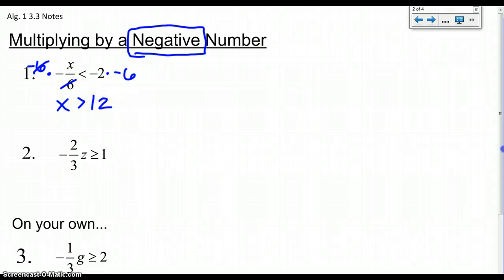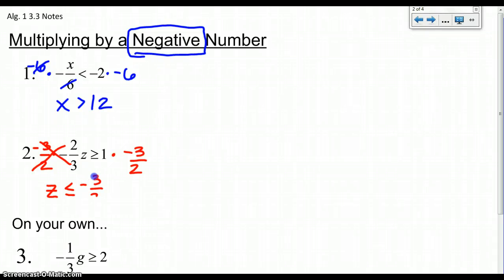I want to do number 2 with you guys and see if you can see what I'm doing. We're going to multiply by the reciprocal, which is negative 3 over 2. So that will cancel out. And then we times by negative 3 over 2 over here. And so we have z, but we times by a negative, so we have to switch our inequality sign. So instead of z is greater than, it's z is less than or equal to. And then 1 times negative 3 over 2 is just negative 3 over 2.